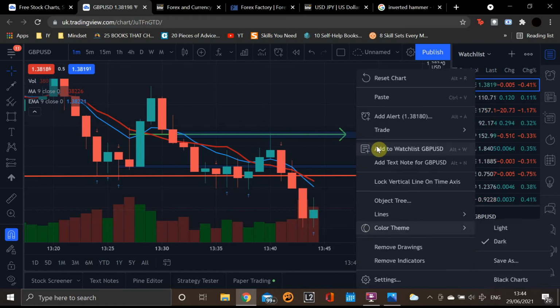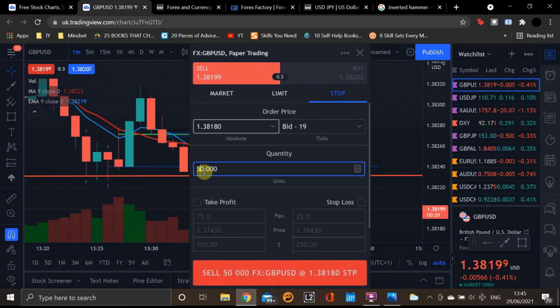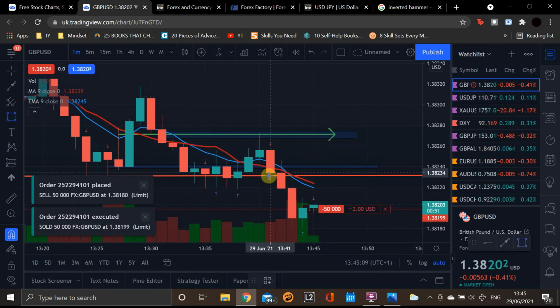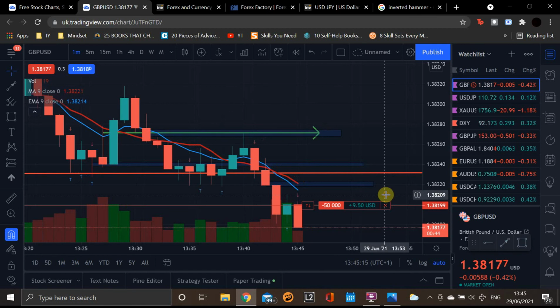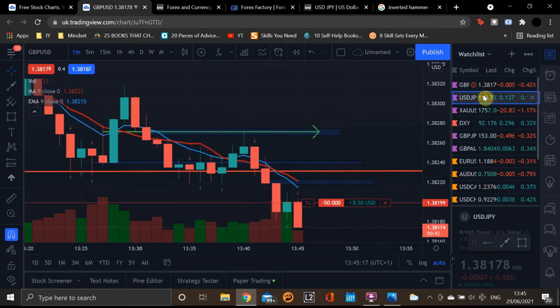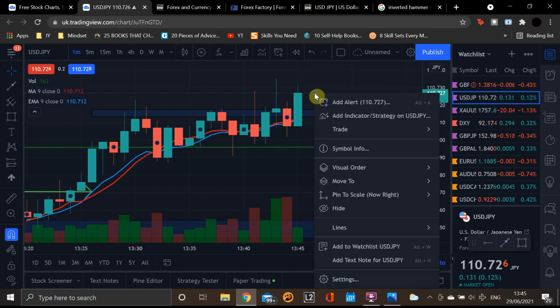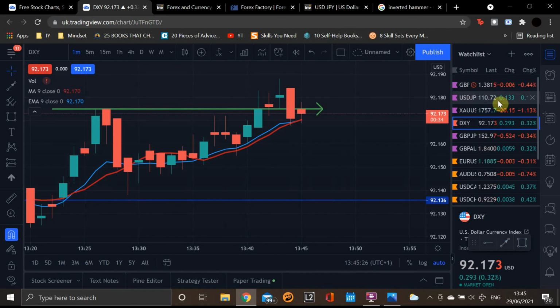Yeah, I'll make a short bet, a small bet. 50,000 limit. Stop loss will be maybe around here at the top. Let's look at USD JPY. So it's breaking out. USD JPY is breaking out. Not just yet. DXY. It's going down a little bit.